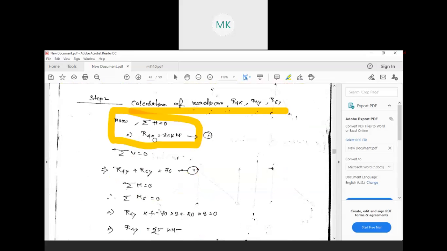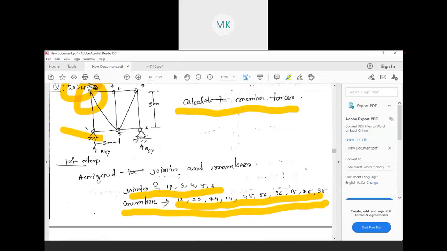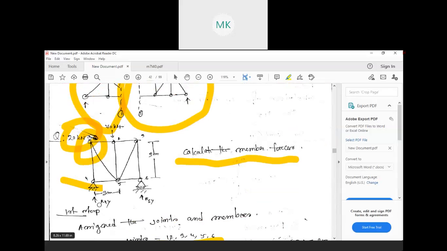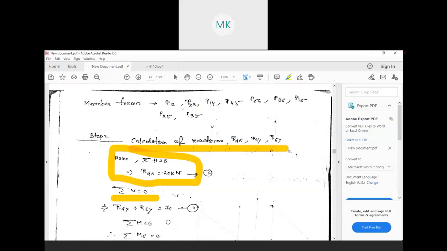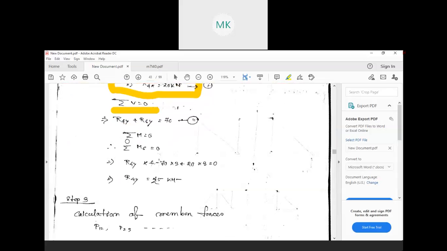Both the direction is same, so directly 20 kN you can write. Next, summation of vertical force. When you resolve, you can easily find out the forces. It's 70 kN that is given. In the below part, there will be two reactions. Similarly, by taking the moment also, you can easily find out all the reactions.